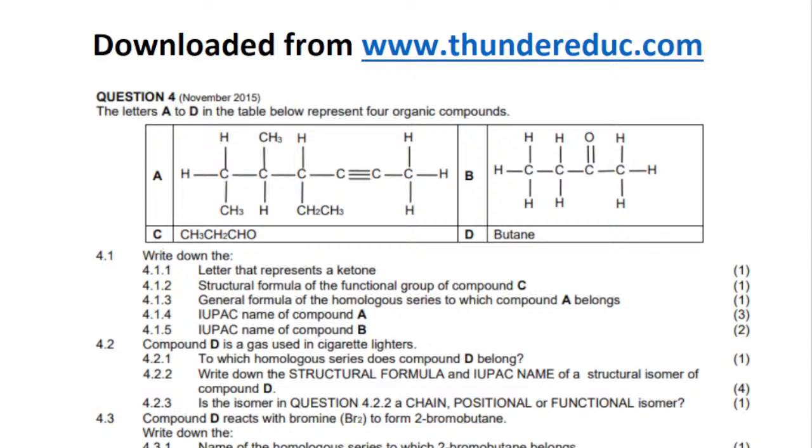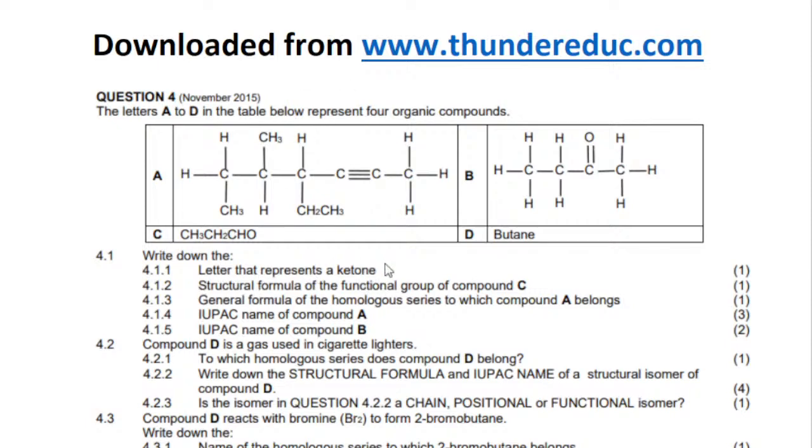All right, let's start with these questions. They're saying that letters A to D in the table below represent 4 organic compounds. So you have different organic compounds here. The first question is going to be about naming, identifying the type of functional group, homologous series, such things. So let's look at it.